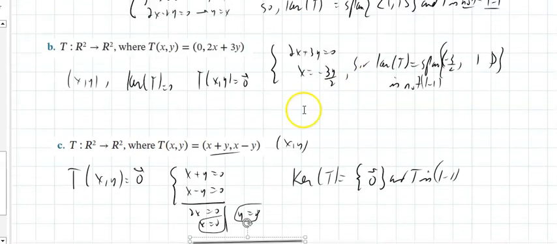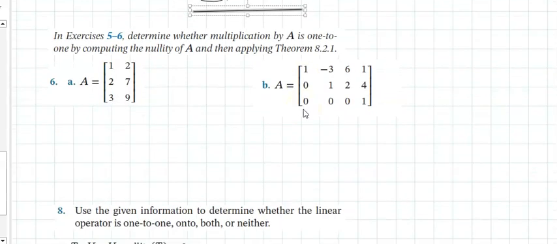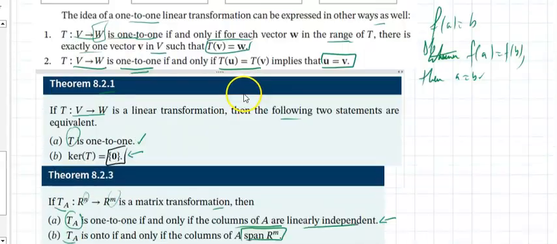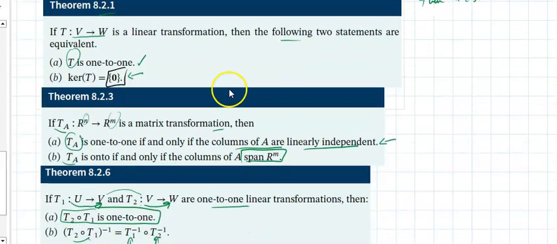Okay, here we are. Let's look at number 6. Let's talk about matrices. Determine whether multiplication by A is one-to-one by computing the nullity of A and then applying theorem 8.2.1. We want the kernel to be 0 and T to be one-to-one.